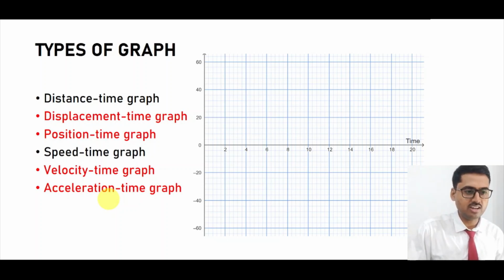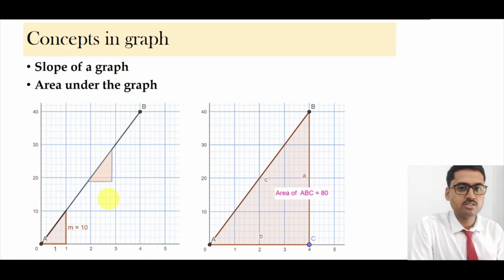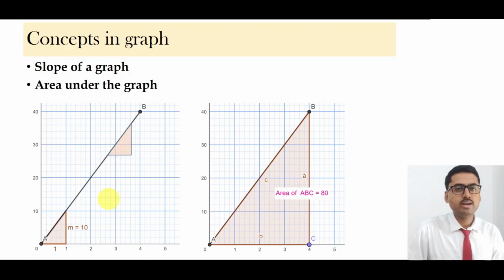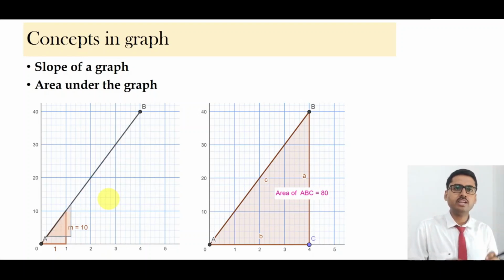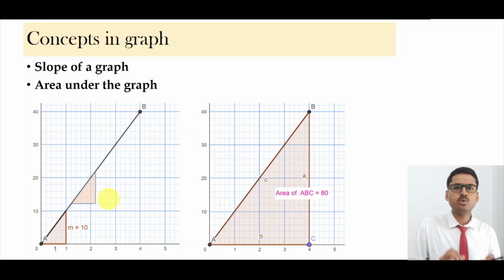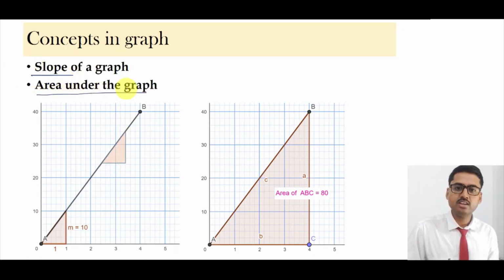Now coming to the next topic in this graph, we have to study basically 2 important concepts, or you can say tools, which are going to help us analyze the graph. The reason why we are plotting the graph or studying the graph is to analyze the motion of the object, and these two tools are going to help us analyze every time. The first is the slope of a graph and the second is area under the graph.